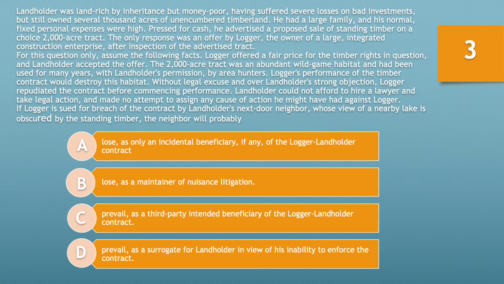Question number 3. Landholder was land rich by inheritance, but money poor, having suffered severe losses on bad investments, but still owned several thousand acres of unencumbered timberland. He had a large family, and his normal fixed personal expenses were high. Pressed for cash, he advertised a proposed sale of standing lumber on a choice 2,000-acre tract.